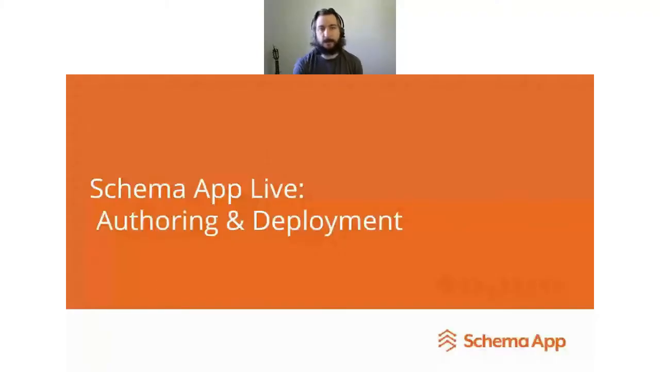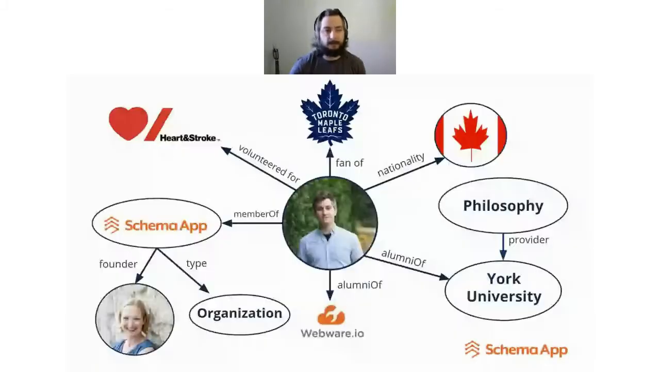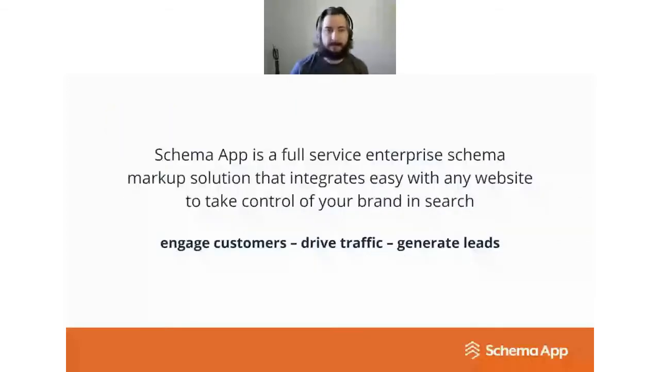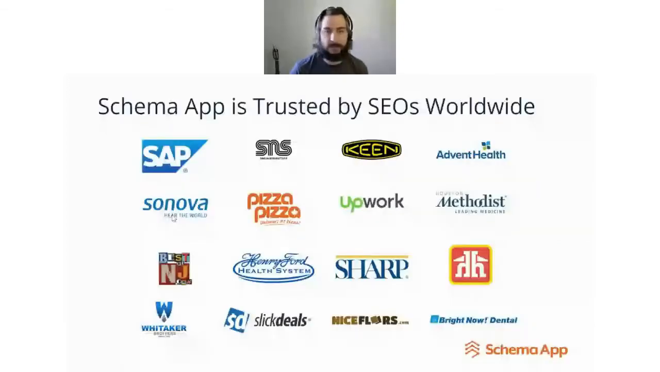All right, today we are looking at authoring and deployment. This is my knowledge graph. Here we are. We're good now. Again, I'm Jeffrey Burns, huge fan of the Maple Leafs. I went to York University, volunteered with Heart and Stroke, and I work at Schema App. And this is an image of my knowledge graph. Schema App is a full-service enterprise schema solution, and we're trusted by brands the world over.